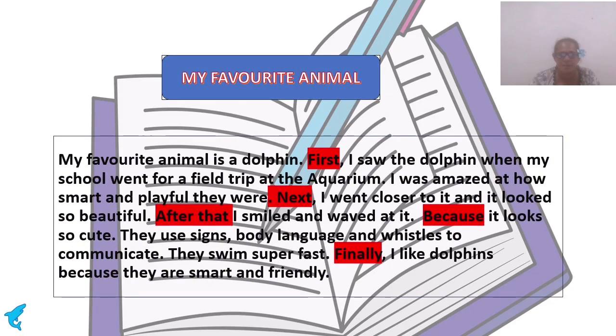This is a sample paragraph. The topic is my favorite animal, and the words highlighted in red are the transition words or linking words: first, next, after that, because, finally. There are more transition words, but I just picked a few to help me write a sample paragraph.